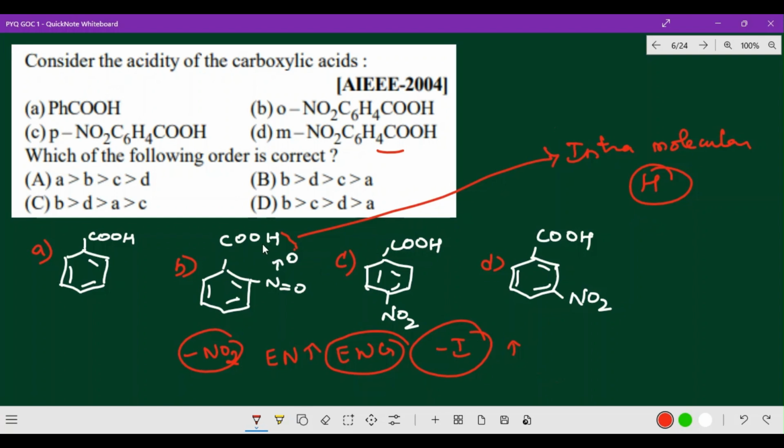Intra means the hydrogen bond formation takes place within the molecule. Inter means between molecules, one molecule and another molecule, like water molecules. So one molecule and another molecule form hydrogen bonds. In this way, the intramolecular hydrogen bond is stronger than the intermolecular hydrogen bond, right? So this is one more reason that this is much stronger than any other compound. Okay, now this is the first priority I'm giving.